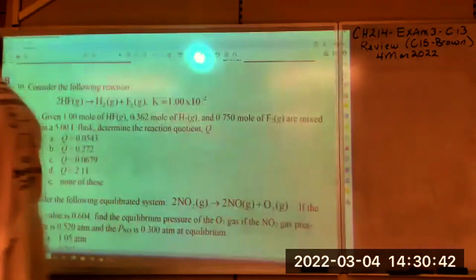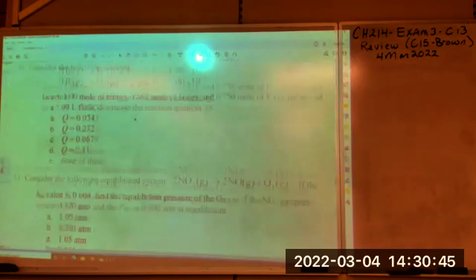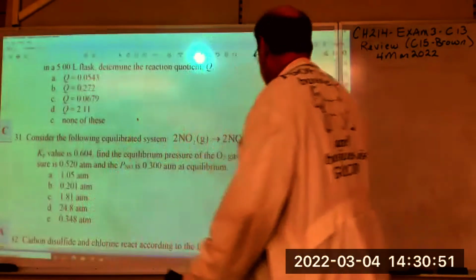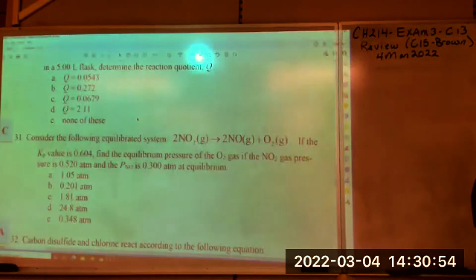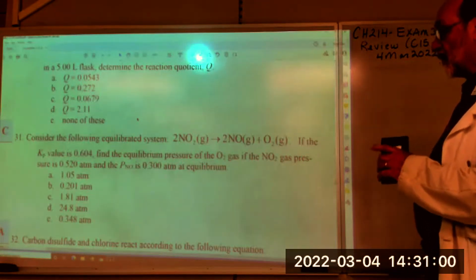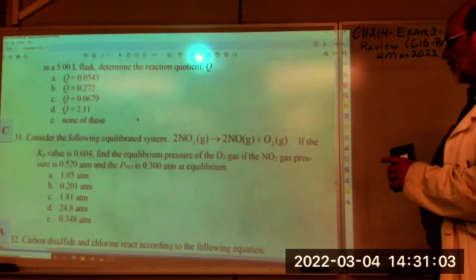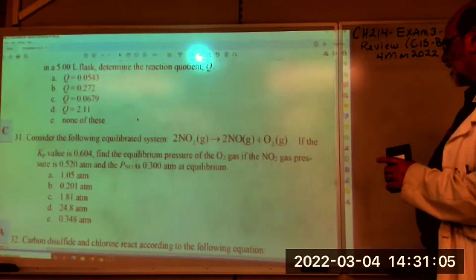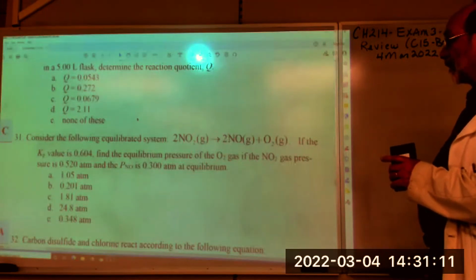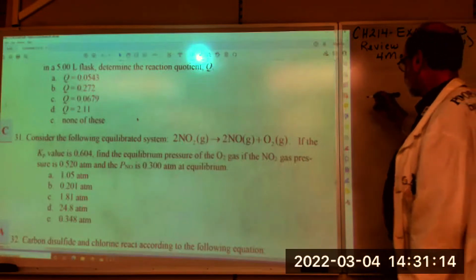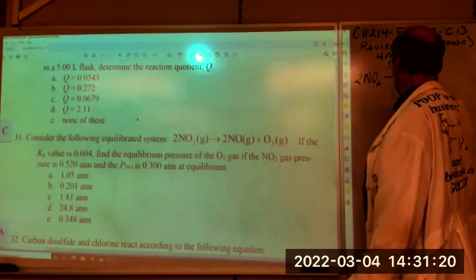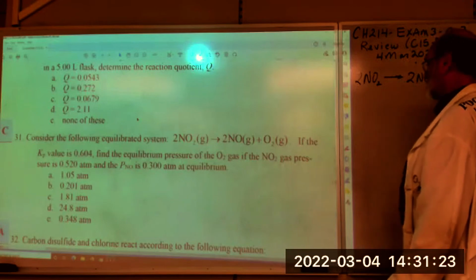All right, 31. Two nitrogen dioxide yields 2 nitrogen monoxide plus oxygen. If the Kp, you're in pressure units now, is 0.604, find the equilibrium pressure of O2 gas if NO2 gas pressure is 0.52 and NO is 0.3 atmospheres at equilibrium. Right, so this is pretty simple. Really, all I need to do is just set up the problem, and I think you can finish it.